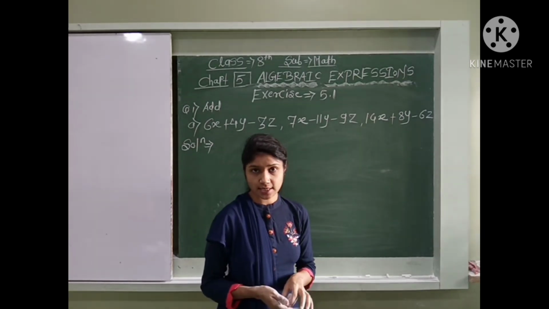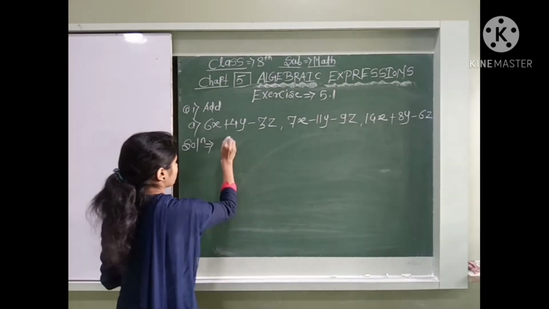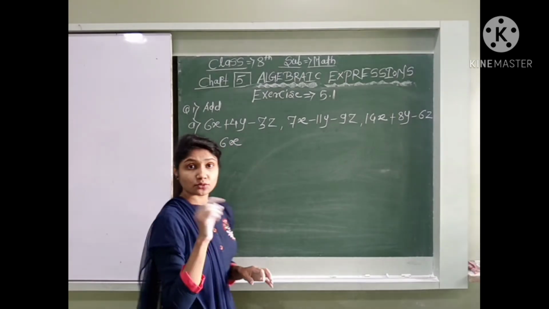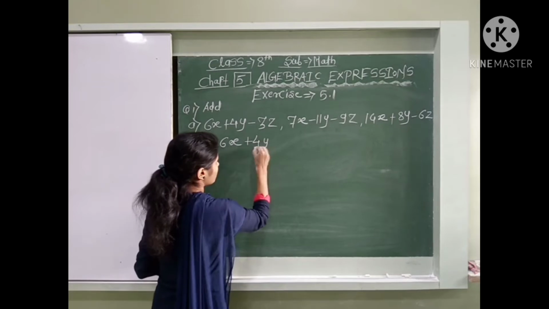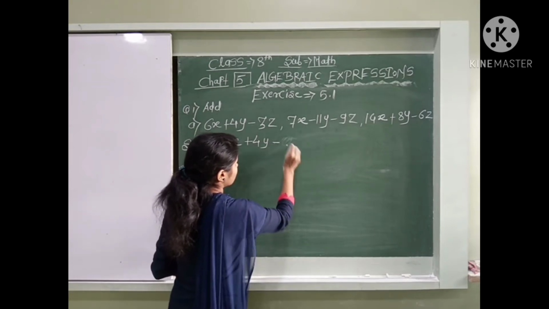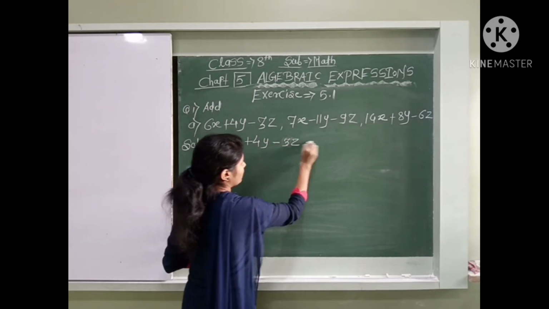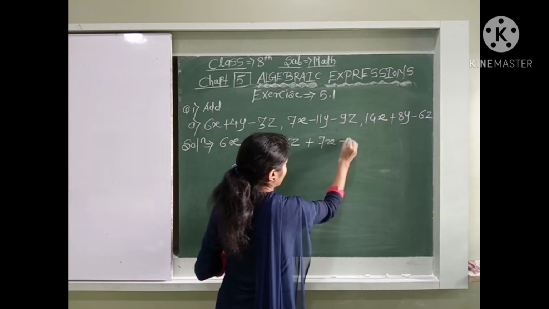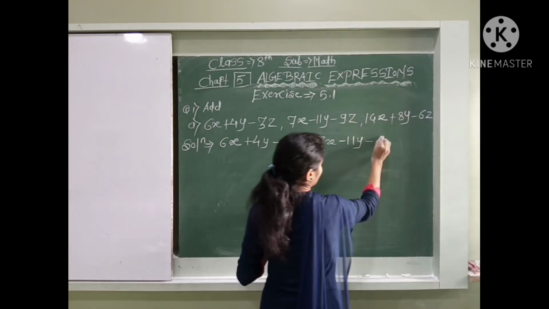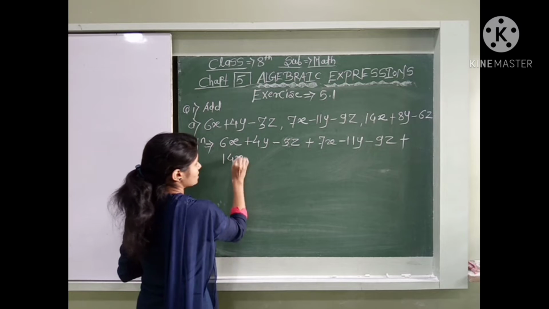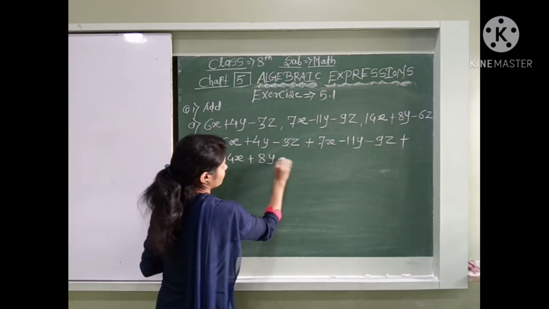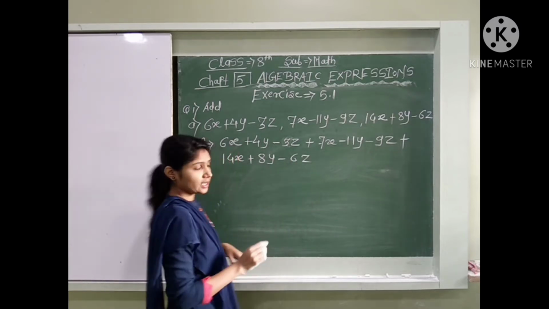How many expressions have you been given? 3 expressions. Understand, student? So first you have to put their signs. What do you have to do in this question? Addition. So you have to firstly put their signs. 6x plus 4y minus 3z plus 7x minus 11y minus 9z plus the third expression, 14x plus 8y minus 6z. Okay.